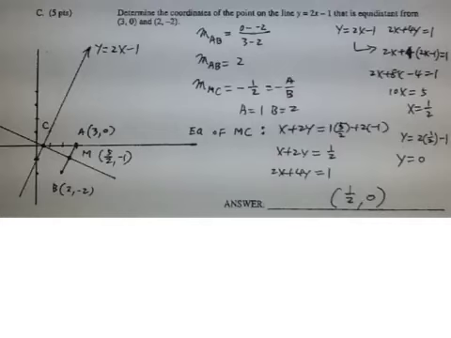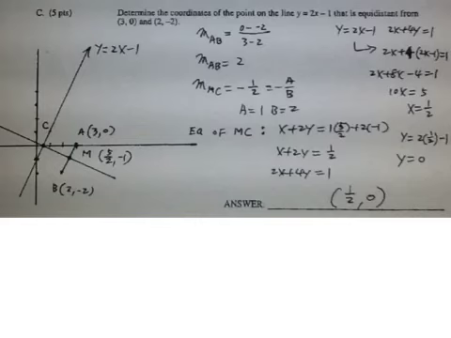We're trying to determine the coordinates of the point on the line y equals 2x minus 1 that is equidistant from (3, 0) and (2, -2). So I've graphed the points (3, 0) and (2, -2) right here. And to find any point that is equidistant from those 2 points, I need to find a point that's going to be on the perpendicular bisector.